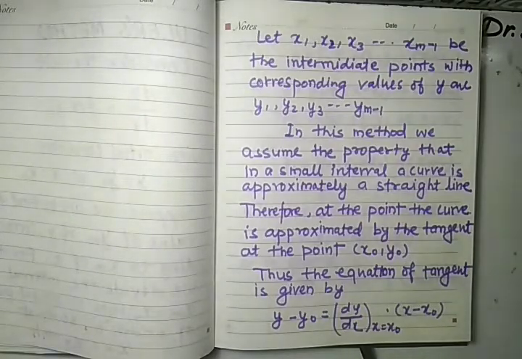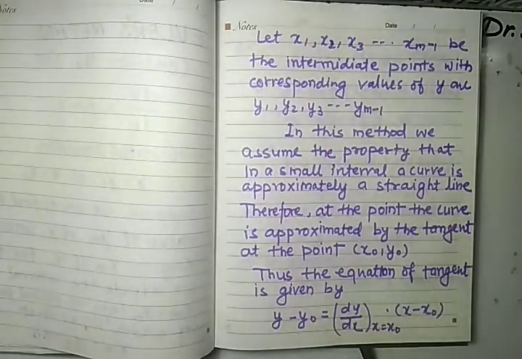In this method, we assume the property that in a small interval, a curve is approximately a straight line. This is important. When we choose a very small portion of a curve, it behaves like a straight line. Therefore, at the point, the curve is approximated by the tangent at the point (x0, y0).